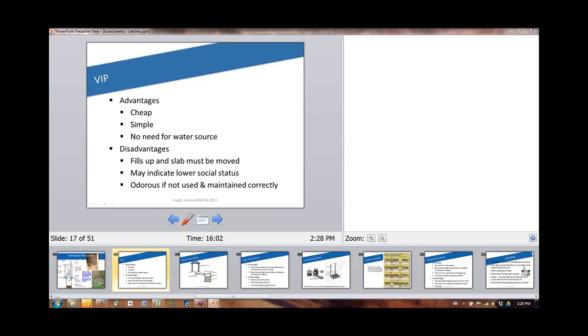Okay, so the problem is, once it does fill up, you're going to have to move your slab, which you'll need to be thinking about as you design it. We'll want to be able to move this slab because they're very expensive. And so teams have made them round so that you can roll them to the next spot. Teams have made them in more than one section so that they can move it. And they put bars on it to be able to move it with. And then also it may indicate lower social status because it's what they already had. So what's the big deal here? Except it's good. And it's good that it can stop odors if you maintain them correctly. If you don't, you're going to have the same problems you had before.